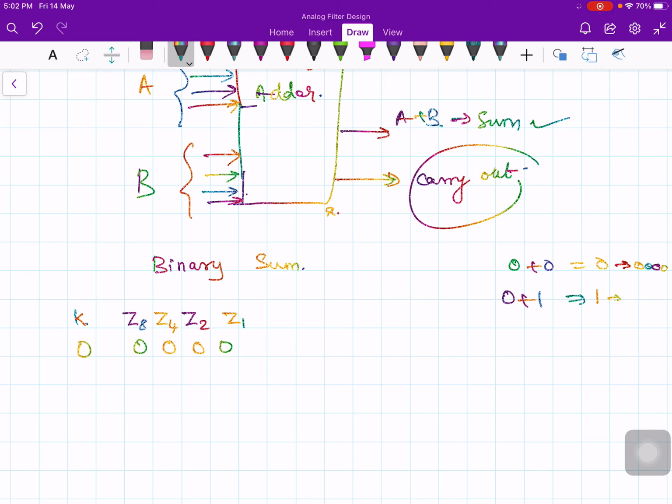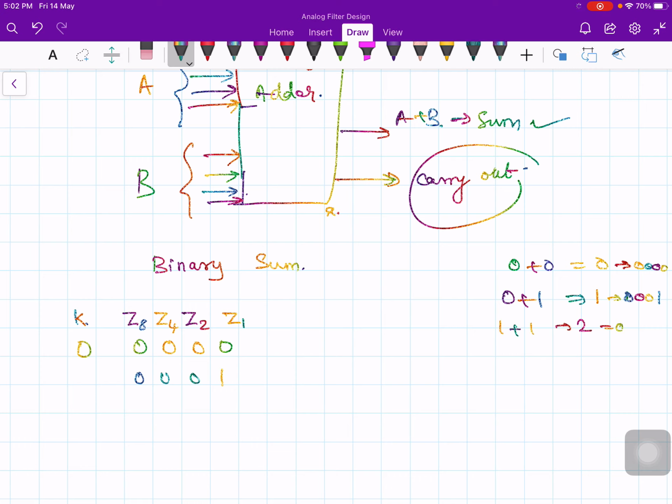You can represent 0, 0, 0, 1. So 0, 0, 0, 1. And then 1 plus 1, it is 2. 2 is 0, 0, 1, 0. Like this you can keep on filling it up. So 0, 0, 1, 0, 0, 1, 0.